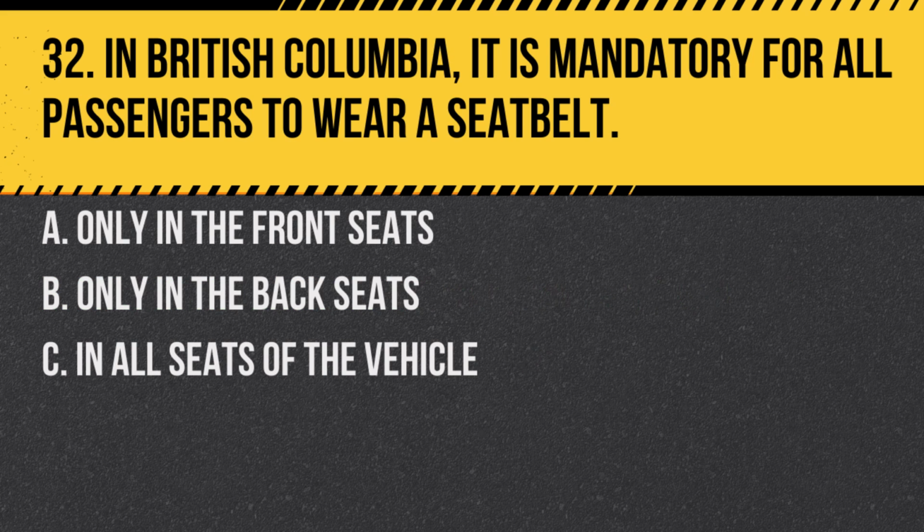Question 32. In British Columbia, it is mandatory for all passengers to wear a seatbelt: A. Only in the front seats. B. Only in the back seats. C. In all seats of the vehicle. Answer: C. In all seats of the vehicle. Seatbelt use is mandatory for all occupants in a vehicle, regardless of where they are seated.